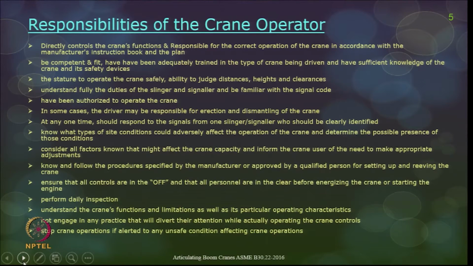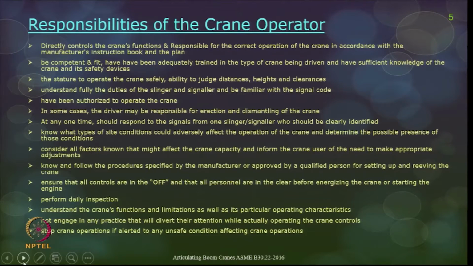At any one point of time, he should understand who are the persons who will be communicating with him, and they should be identified. Know what types of site conditions can adversely affect the crane operation, what sort of weather conditions can adversely affect the crane operation, and accordingly he should put off the crane operation when signals are not in good shape. He should be performing daily operation, understand the crane's functions and limitations, and he should not get away from the crane when the crane is on or when the engine is on.